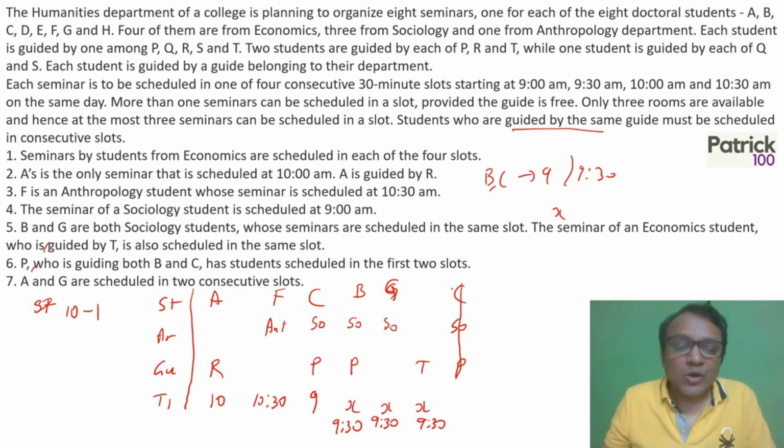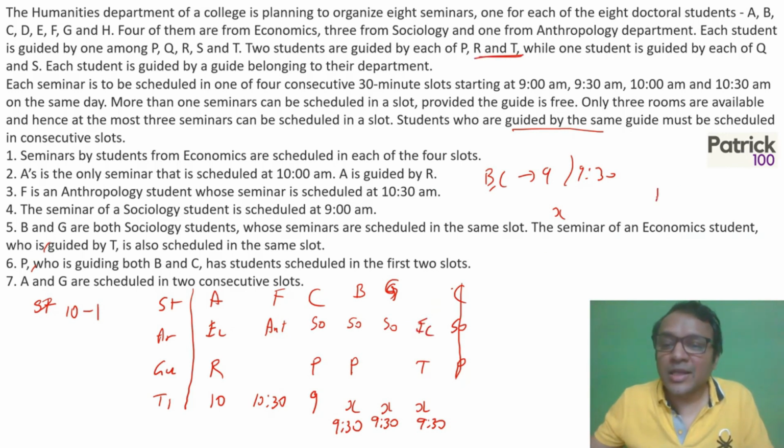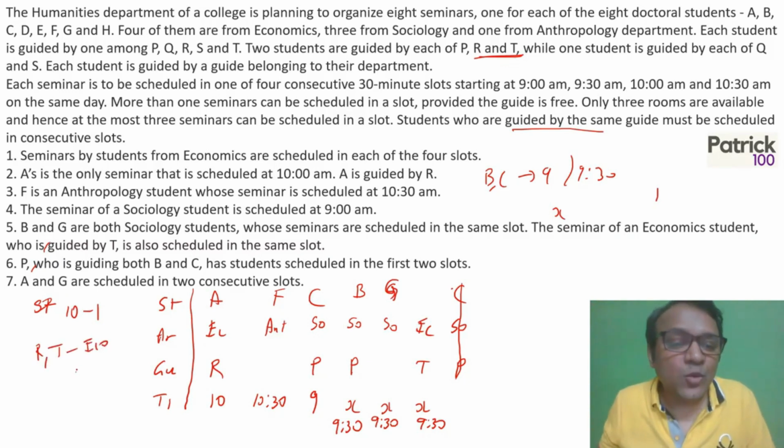So these we got. The remaining 4 have to be economics. So whoever is left are basically economics. And so A is economics for sure. T also is economics. So both R and T train economics. And R and T train 2 students each. That means R and T are basically economics faculty. R and T are both economics. P we know is sociology.